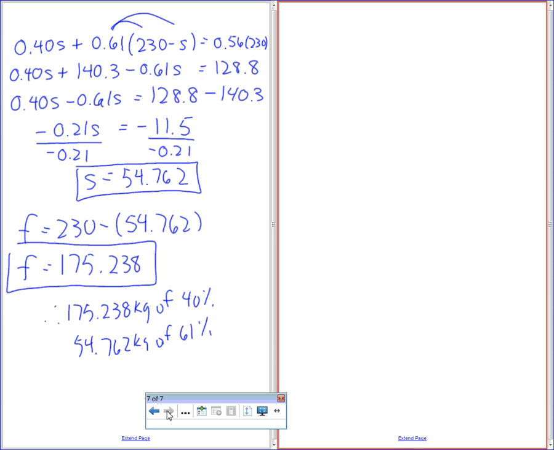Okay, here we go. Quadratic word problems. Is this a new lesson? Yes, this is a new lesson. Quadratic word problems.